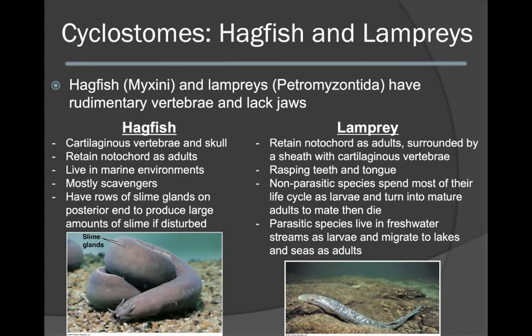The non-parasitic species spend most of their life cycle as larvae. They turn into mature adults only to mate and then die. Parasitic species also spend most of their life in the larval form. They typically live in freshwater streams as larvae, where they are parasitic, and then migrate to lakes and seas as adults to reproduce.